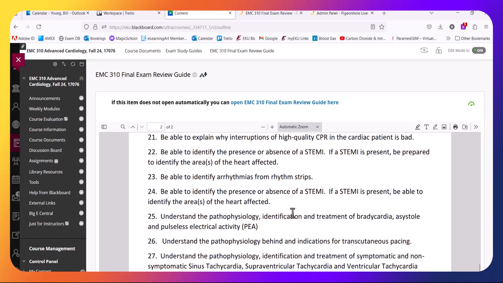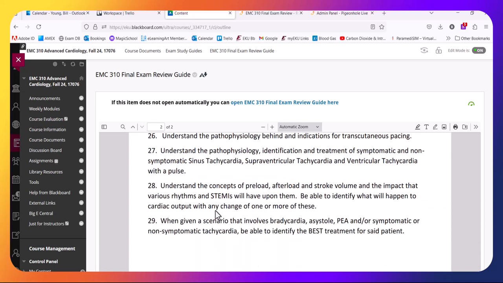As far as what we're looking at, know your treatment protocols for ACLS. If your heart's too slow, how do we speed it up? If the heart is too fast, how do we slow it down? If there's no contraction at all, no mechanical action, how do we start that up? Okay. 28 is really important. Understand preload, afterload, stroke volume, and how STEMIs and different rhythms can impact that.